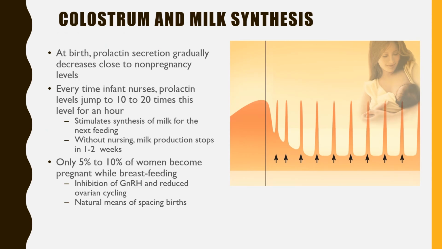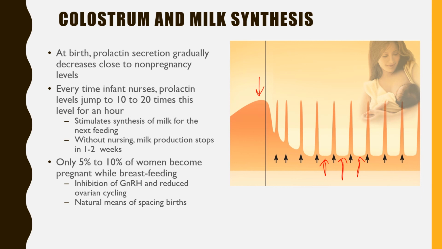All right, so colostrum and milk synthesis. At birth, the prolactin secretion gradually decreases. So prolactin actually increases throughout the pregnancy, and you can see that in the graph, the cartoon here. That vertical black line represents the time of birth. Prolactin levels were increasing, which you can see from that little hill there, and then it gradually decreases after birth. In between the spikes, you see that sort of plateau. So it's decreased, but it's not below pre-pregnancy levels. It's still higher than pre-pregnancy levels.